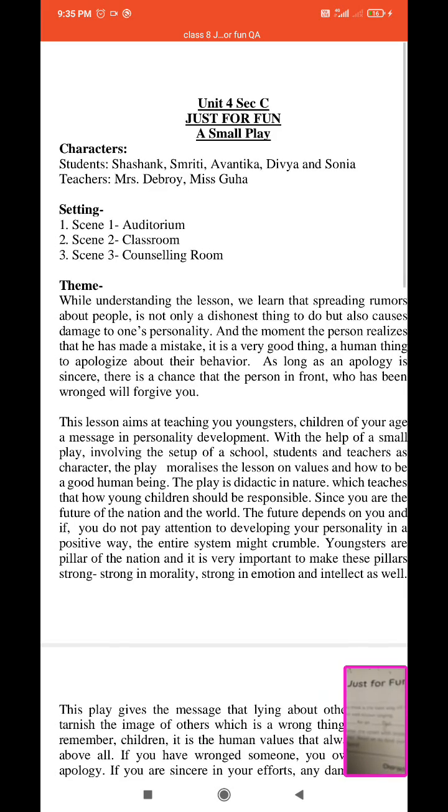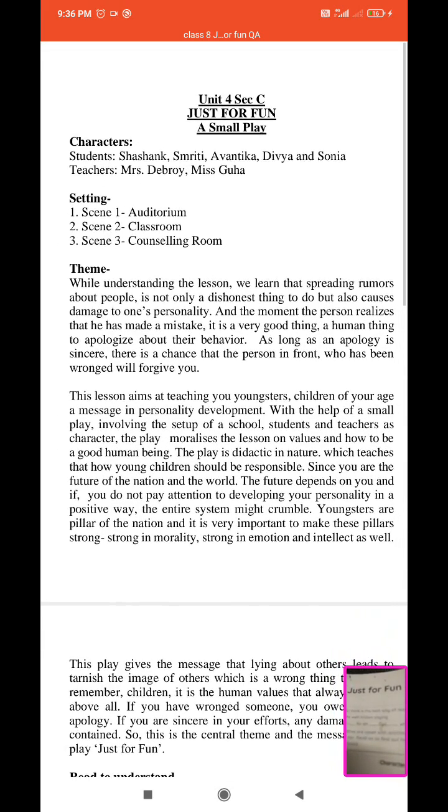Now, let's come to the theme of the play. While understanding the lesson Just for Fun, we learn that spreading rumors about people is not only a dishonest thing to do, but also causes damage to one's personality. It may break their personality, it may hamper their growth forever. Right? And the moment the person realizes that he has made a mistake, it is a very good thing, a human thing, a correct thing, that he must go and apologize about his behavior.